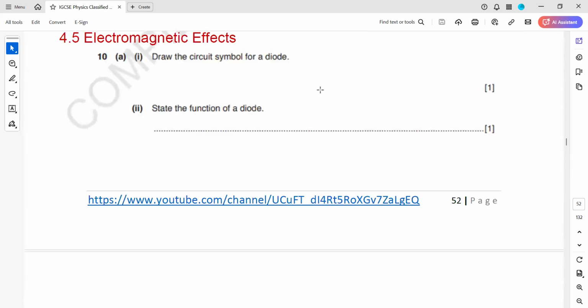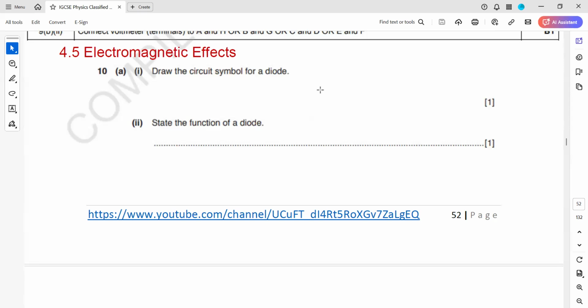Topic 4.5, electromagnetic effect. So we have to draw a circuit symbol of a diode. A triangle will be there and a line. This is a diode. But what if they say draw a circuit symbol for LED? How will I change this? We draw arrows outward. That will be LED.